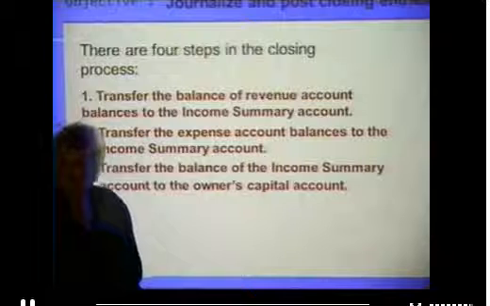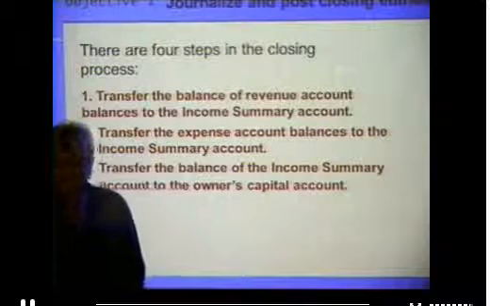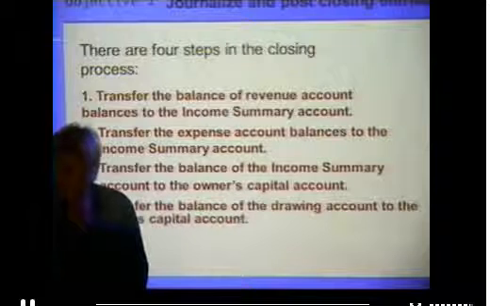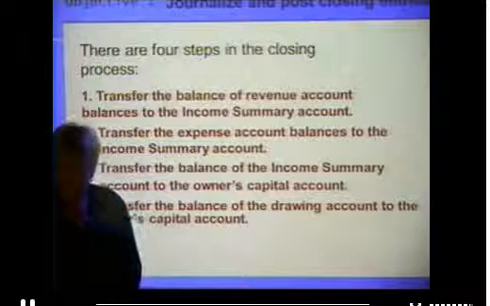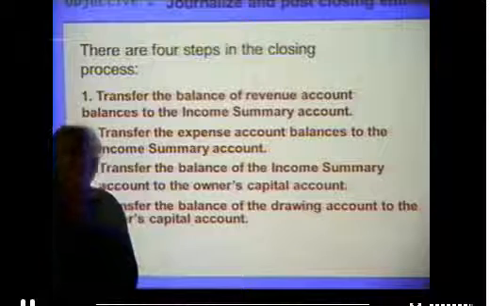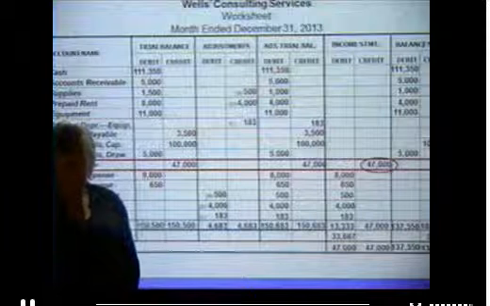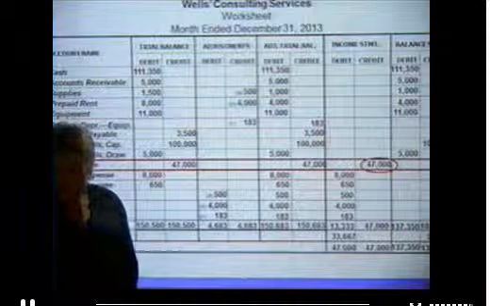Then we take the income summary, because now it contains our net income, and that's where we can put it into the capital account. And then the drawing account has to be dumped, because you've got to have all those temporary accounts ready for new accounting period. So what is put into the income summary is zeroed out. You zero it out at step 3, right?